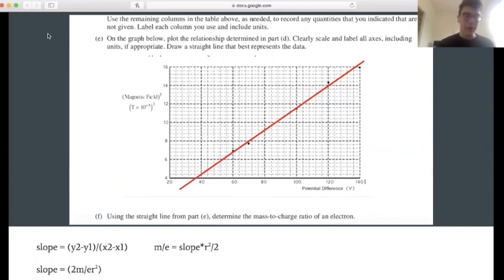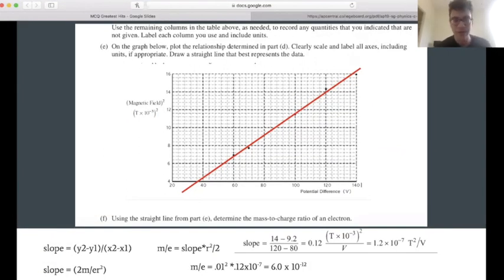And so for the final part of this question, we want to use the line of best fit to determine the mass to charge ratio. So we know the slope is going to be two quantities minus another two quantities. And so we'll plug this in. So we'll do 14 minus 9.2 over 120 minus 80 is equal to 0.12 Teslas times 10 to the negative 3 squared per volt. And so then we'll plug this quantity into the slope times the radius squared over 2 is equal to the mass per charge ratio. And eventually we will get 6.0 times 10 to the negative 12 is the mass to charge ratio.